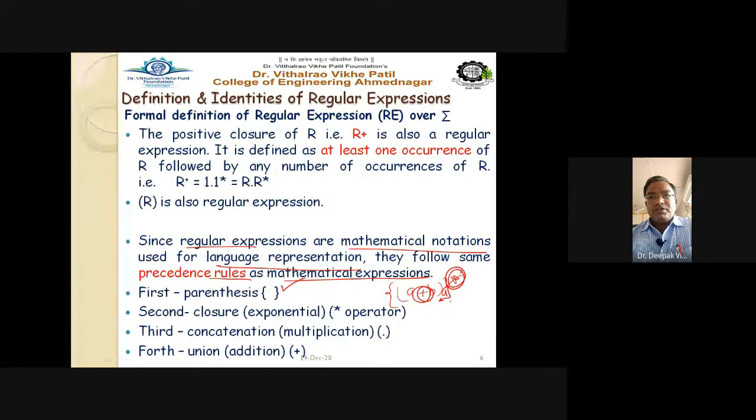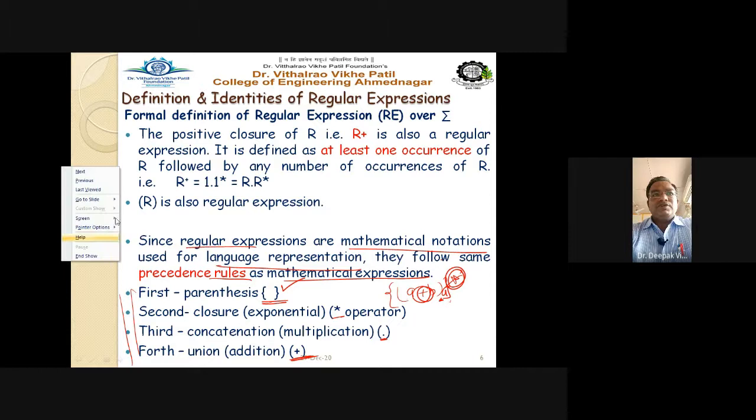So highest priority to this operator, the next priority is to this, the next one is to the dot operator, and last priority is given to the plus operator or the union operator. Very similar to mathematics, just like in our mathematics. Getting this point? So just remember this. Now let us go to the next slide.